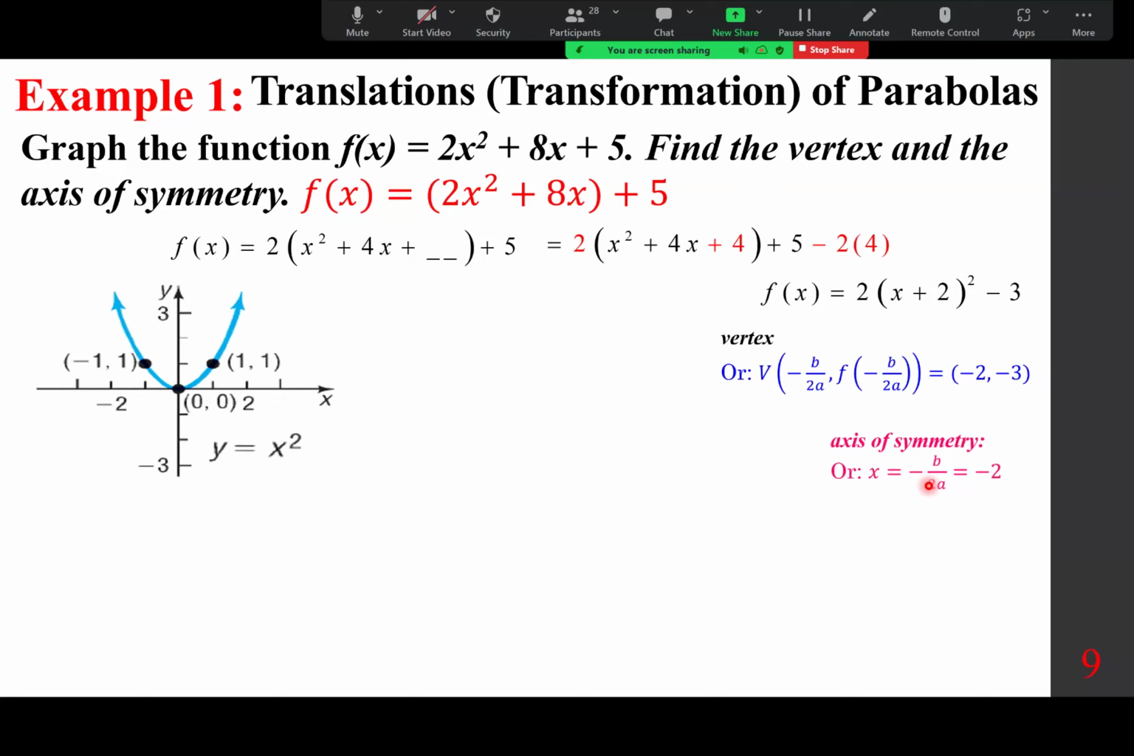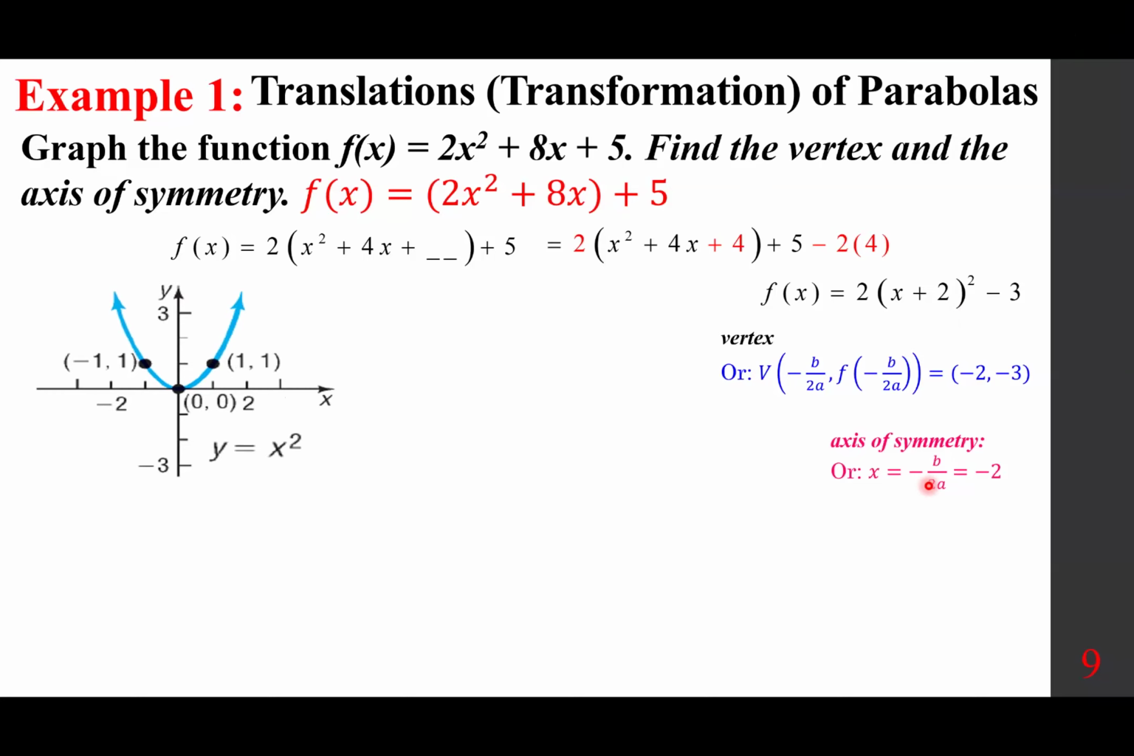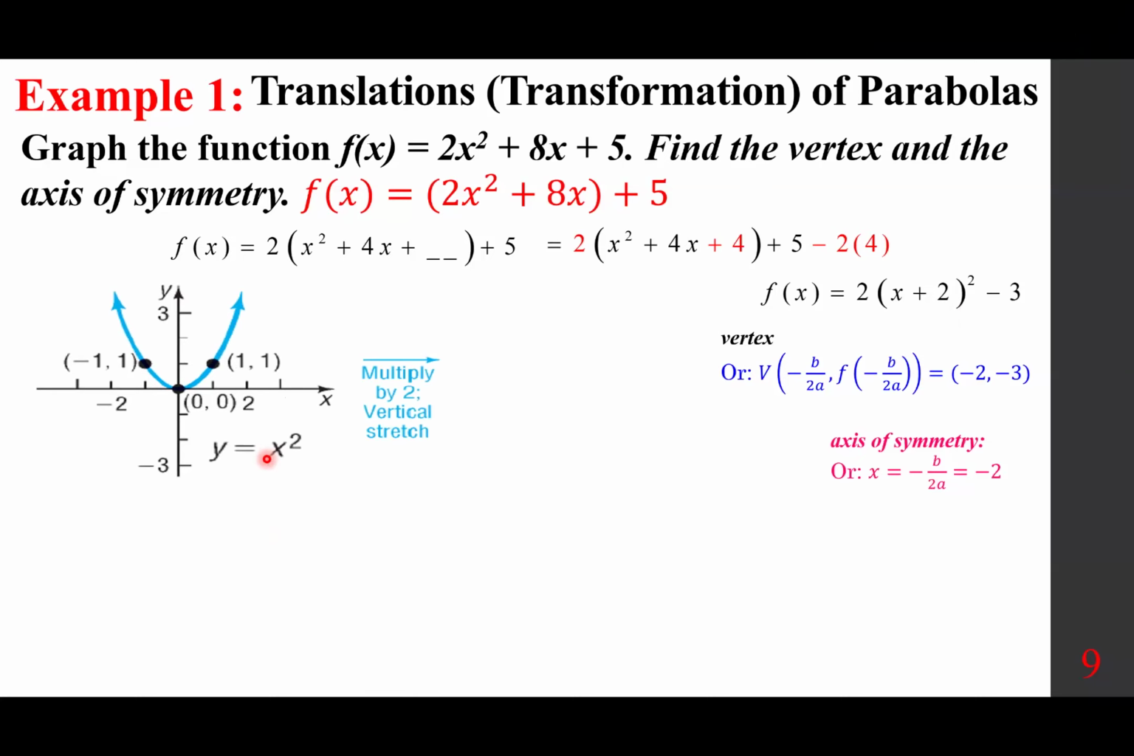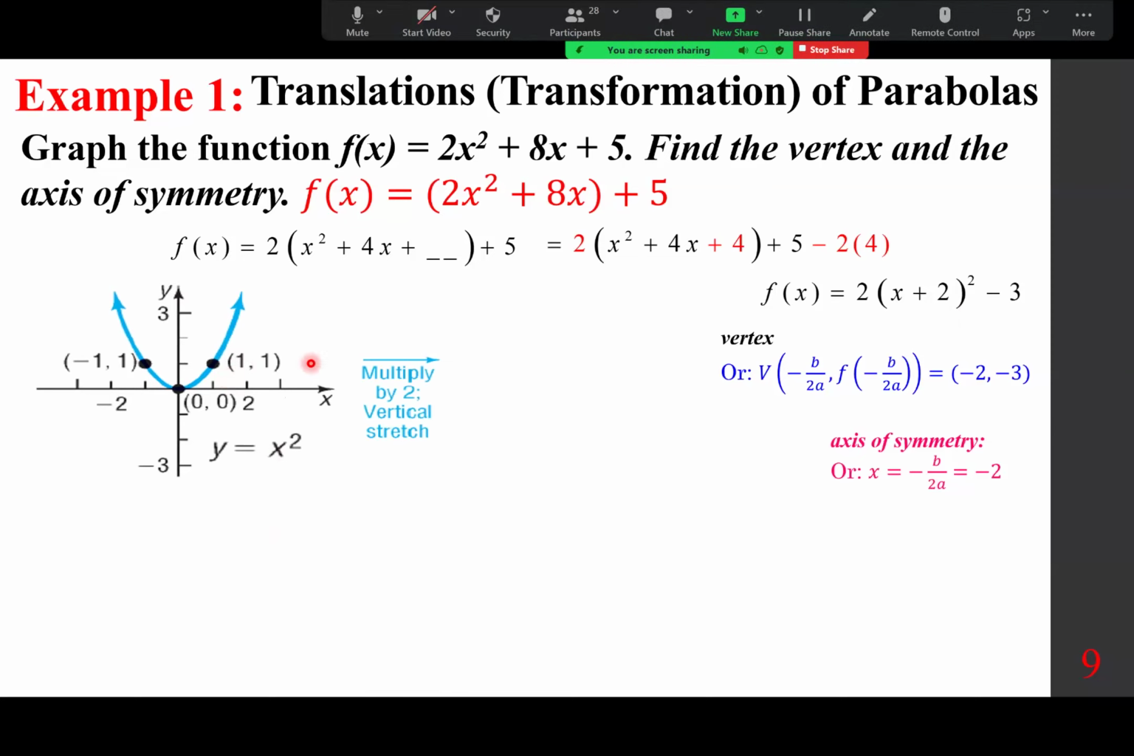So we start with y equals x squared. We multiply it by 2 to make it 2x squared. That means stretch it in a vertical stretch manner. So for example, this becomes 1, 2. This becomes negative 1, 2. This doesn't change. In essence, it's getting closer to the y-axis.